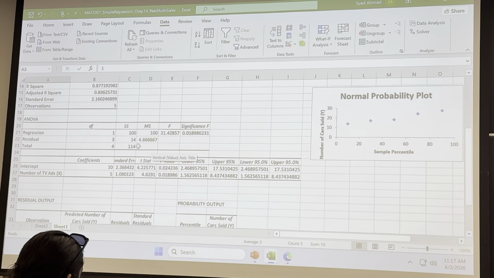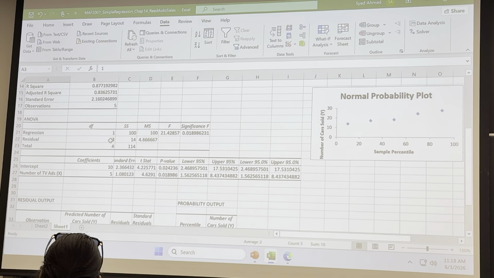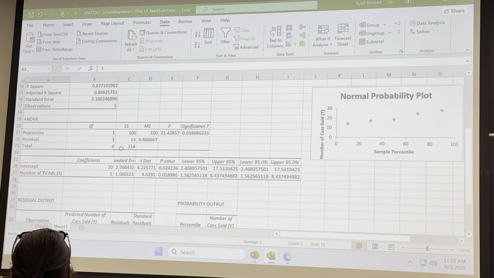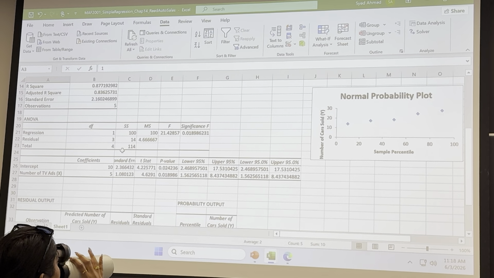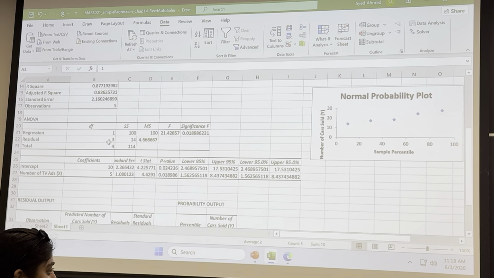How many variables are there? There are 2 variables. Okay, so n minus 2 is 3. So degrees of freedom for SSR is the number of independent variables. There is only 1, TV commercials. Degrees of freedom attached to SSE is n minus the number of variables. n is 5, number of variables is 2, 1 dependent, 1 independent, so that is 3.